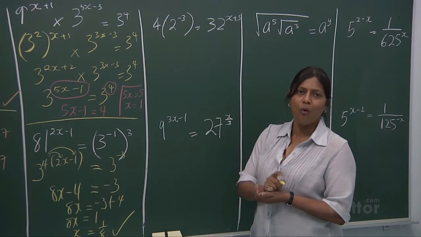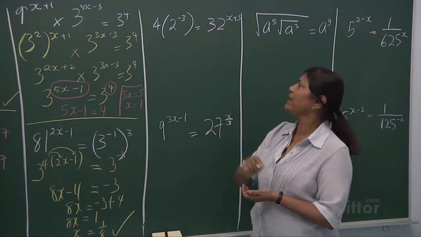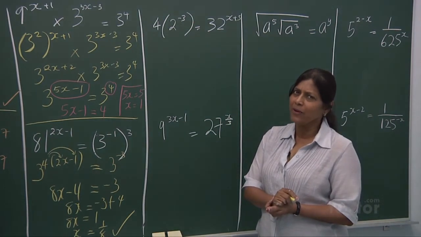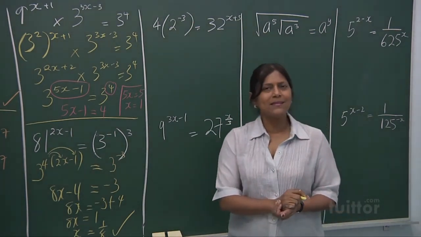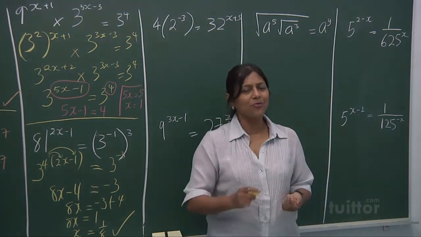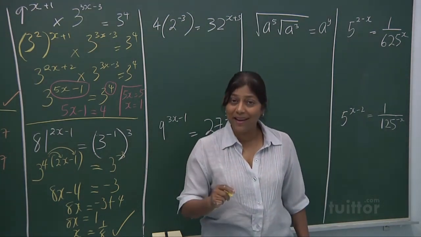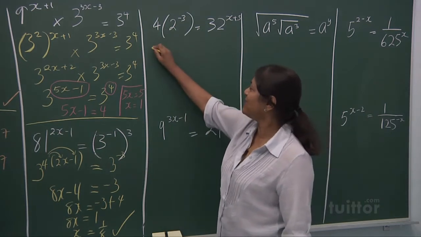We have a 4. We have a 2 to the power minus 3. We have a 32. Aren't they all related? What is the link? Yes, you've got it. 4 is 2 squared. Great. So you write it down.